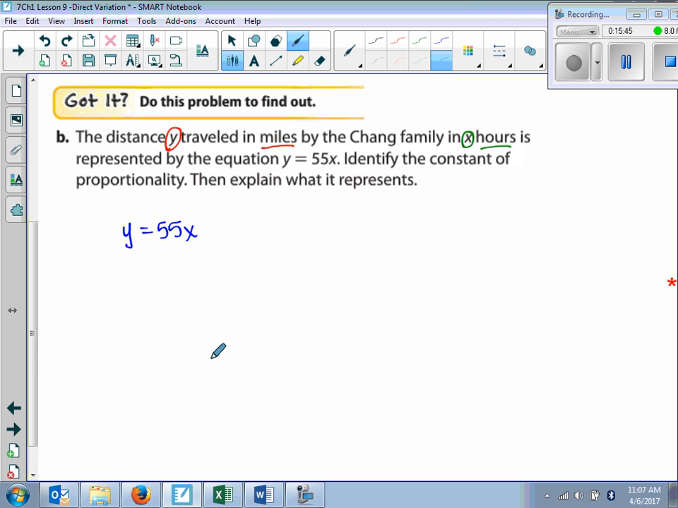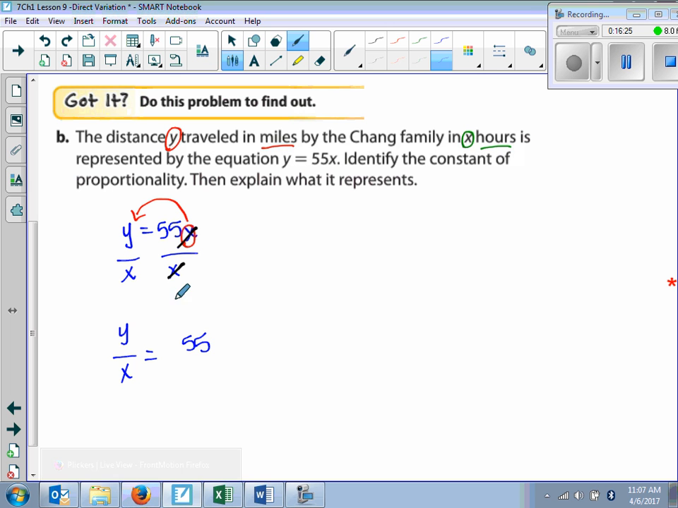We want this equation to look like the rate of change. So it's going to be y over x is equal to something. So we want to move this x to the other side. You with me? So how do I move that x to the other side? You're going to divide by x on both sides. Beautiful. So now those x's will cancel, and we're left with y over x is equal to 55.